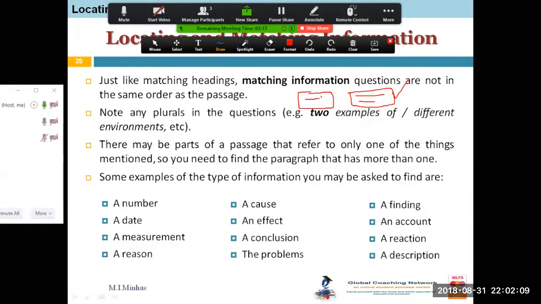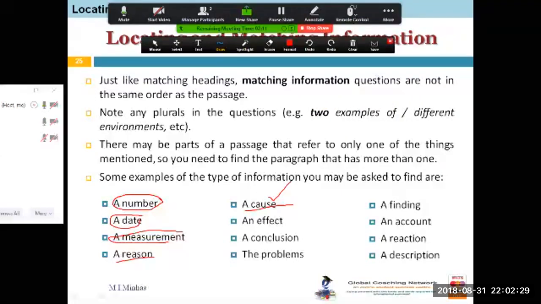what types of information you may be required to match. You may be asked to match a number, a date, some measurements, a reason of something, a cause of something. We have just seen this cause, if you remember. Also an effect of something, a conclusion, the problems, a finding. We have seen this as well. An account of something, a description, a reaction. We have seen these two as well, right? So you may be asked anything like that.